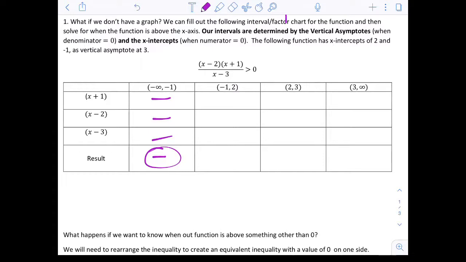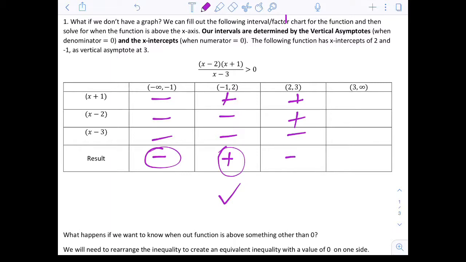Then we do the next one, choose a number between -1 and 2, so a number like 0. If I chose 0, those would be the signs of the factors. And when I multiply, there's two negatives, an even number of negatives, positive. So that's going to be part of my answer, because I want to know when is it greater than 0. So it's positive, so that's going to be greater than 0. Then we choose a number in the next group. So between 2 to 3 is 2.5.